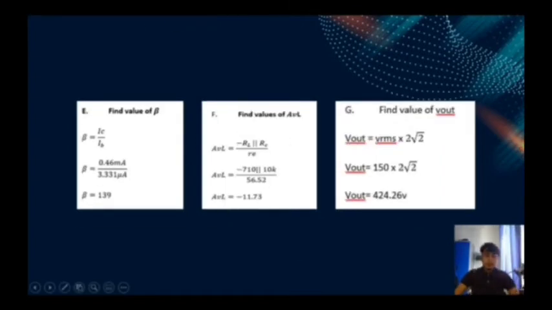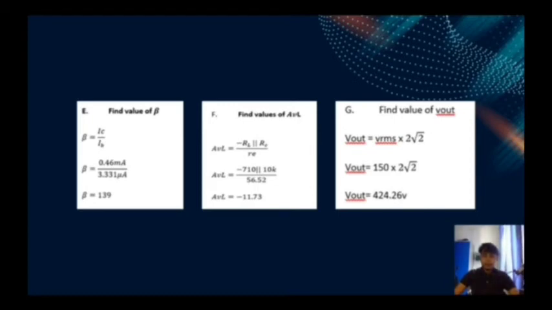Next, we need to find the beta value. The beta is equal to IC over IB. The IC value is equal to 0.46 milliampere and IB is equal to 3.331 microampere. And the final answer we get for the beta is 139.